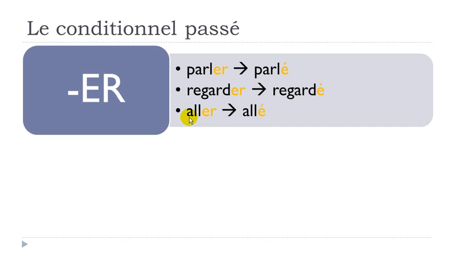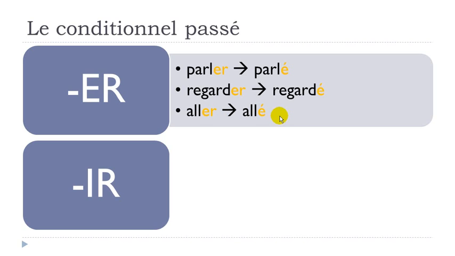Even the verb aller. Aller, to go, remember, it's a tricky verb normally when you conjugate it, especially at the present form. But for this past participle form, it is quite easy because it goes like A, L, L, E, accent aigu. So it does follow the same rule, this ER becomes E, like that. Okay?